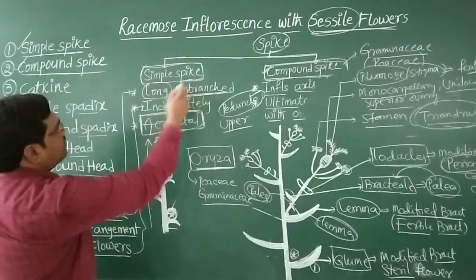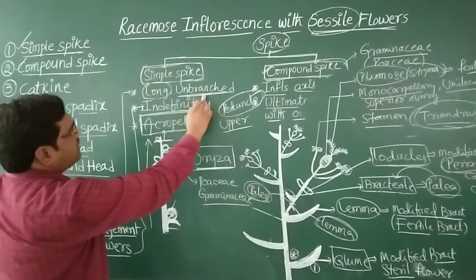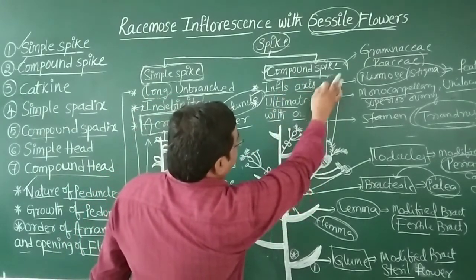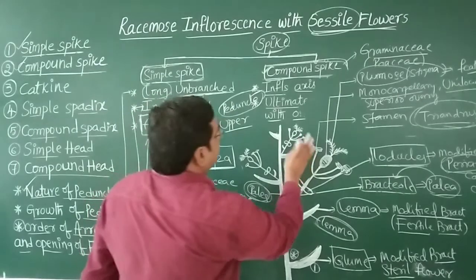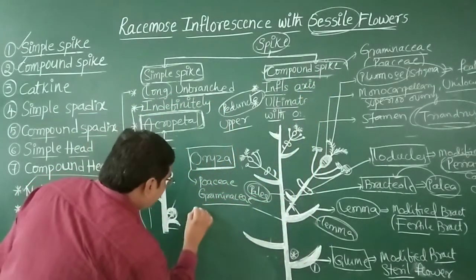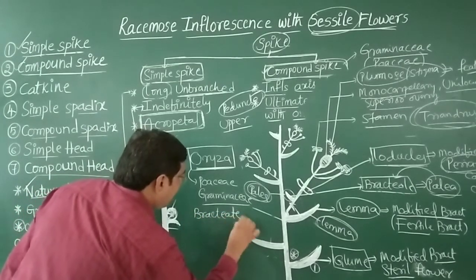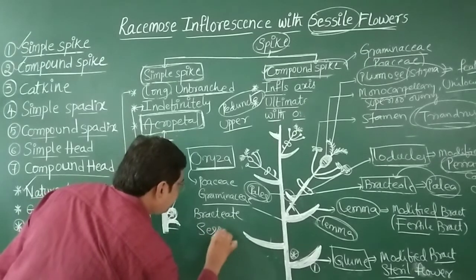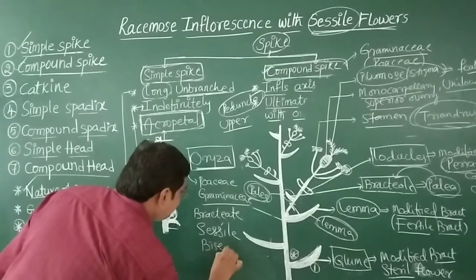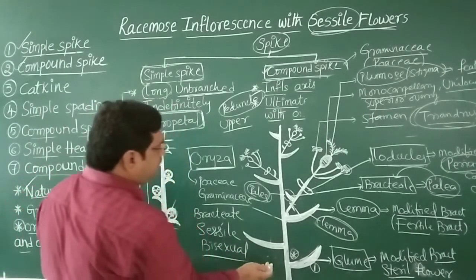Now the simple spike. In a simple spike, the peduncle is long and unbranched. In the compound spike, the peduncle is branched. Here in this compound spike, the flowers are bracteate, sessile and bisexual.